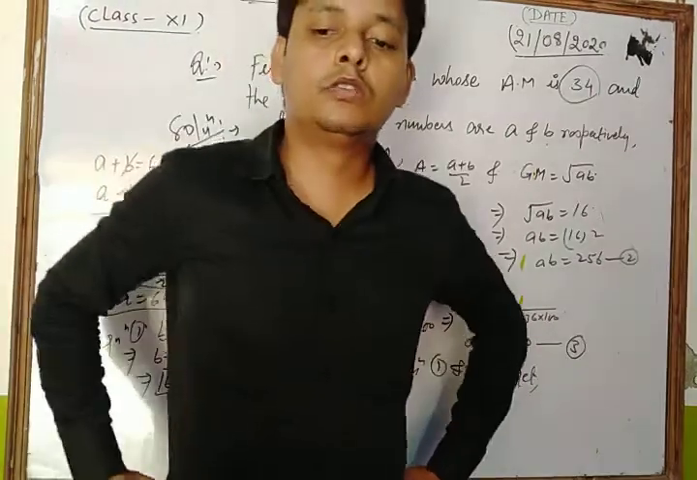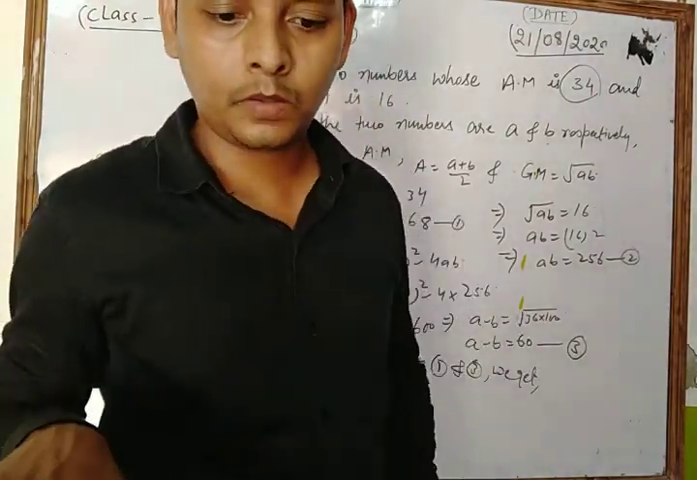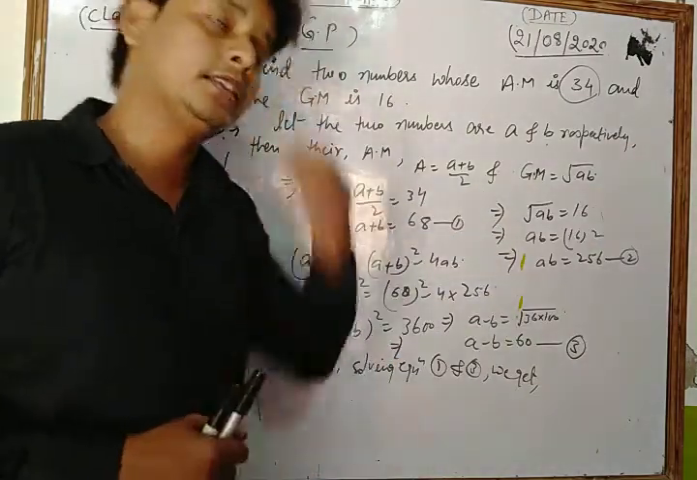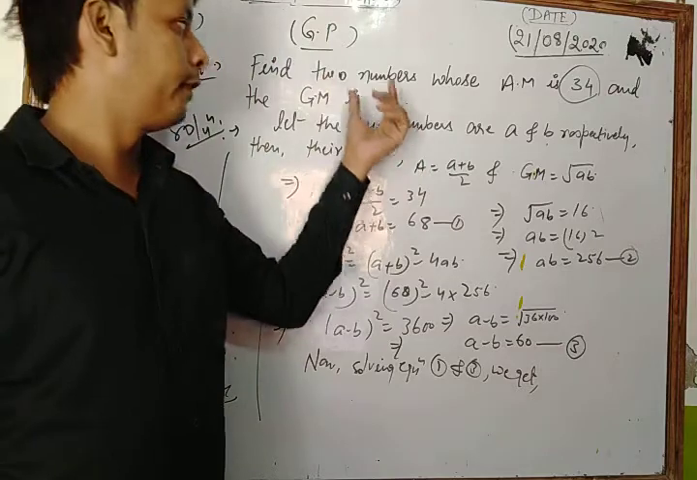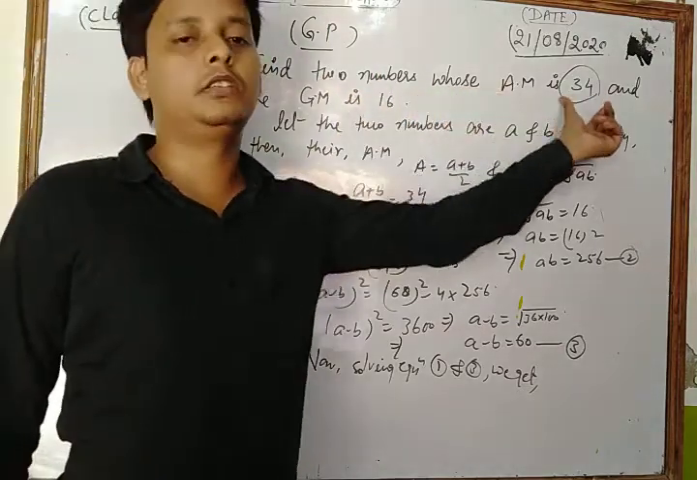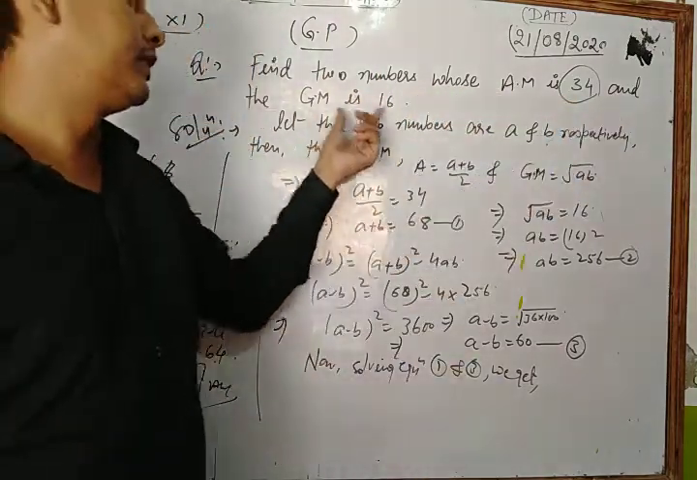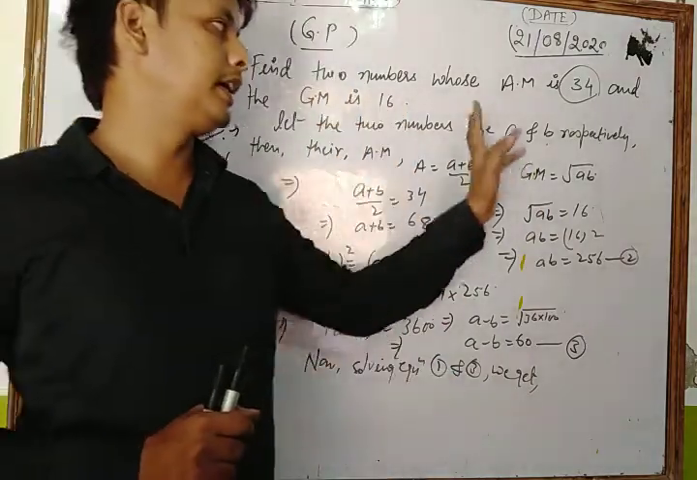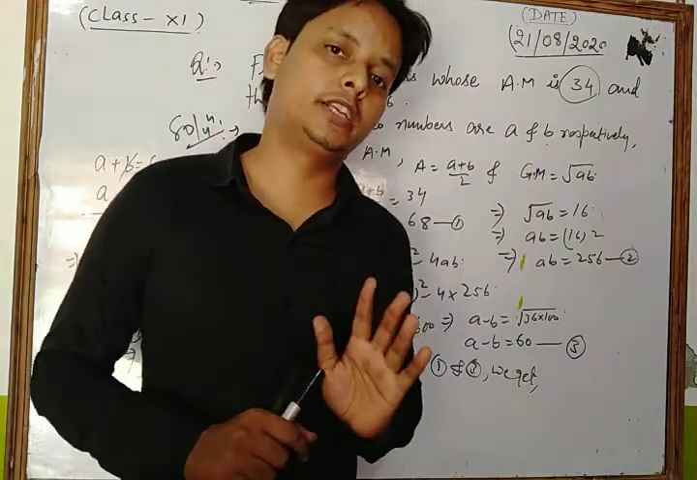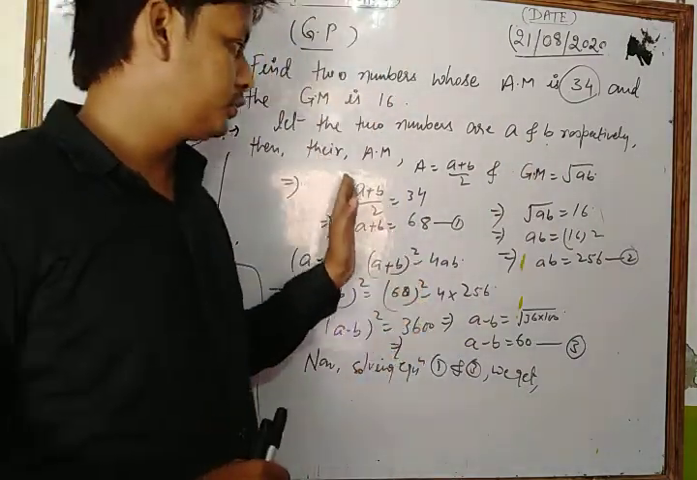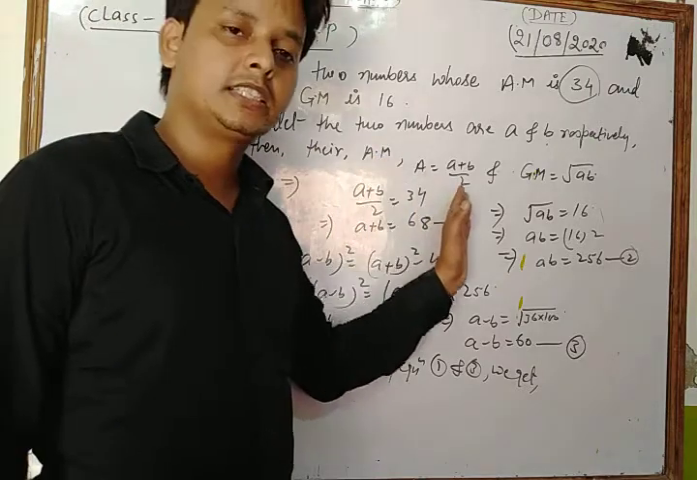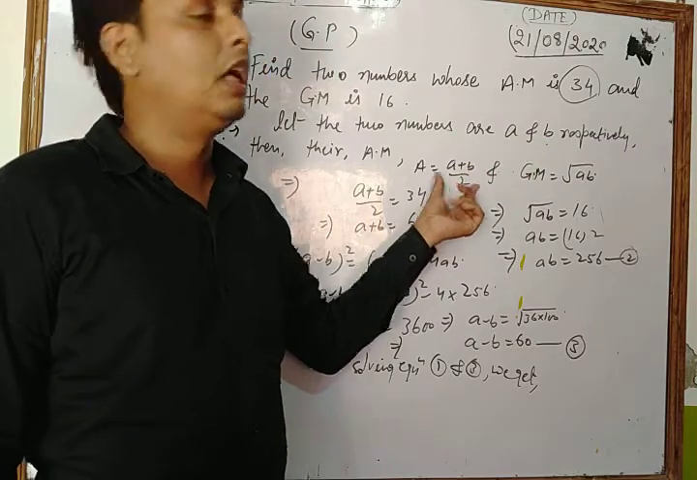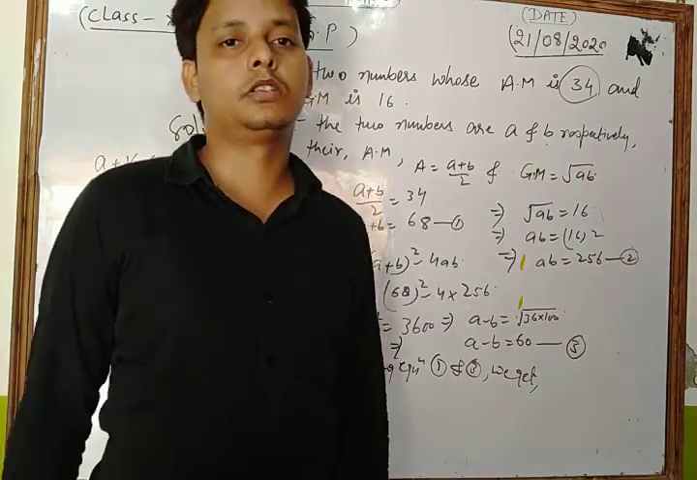Now look once more. Dear students, in this question we find two numbers whose arithmetic mean is 34 and geometric mean is 16. First of all, we take the two numbers as A and B respectively. According to the question, we know that if two numbers are A and B, then their arithmetic mean is (A plus B) upon 2 and their geometric mean is under root AB. We know that very well.